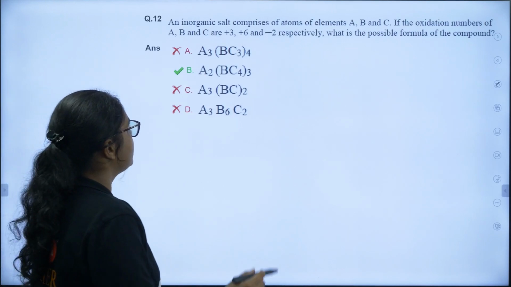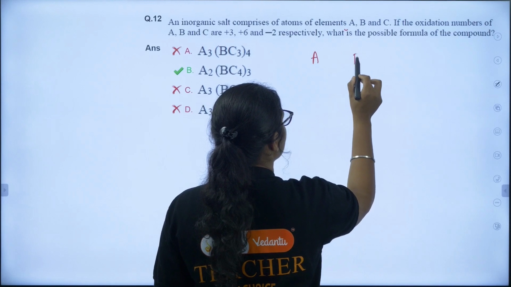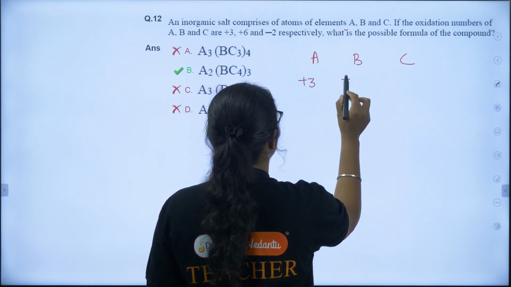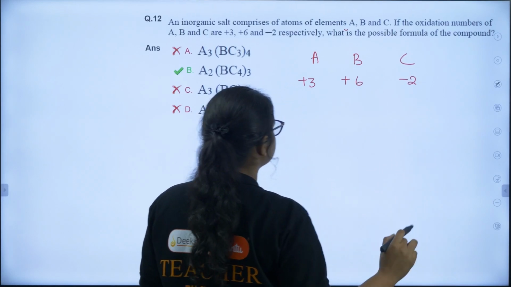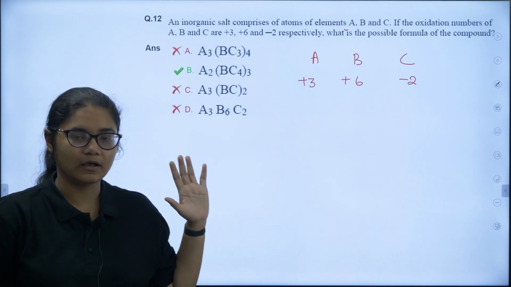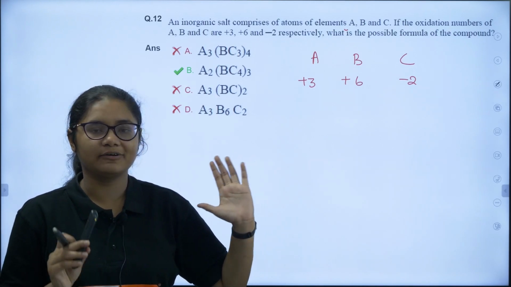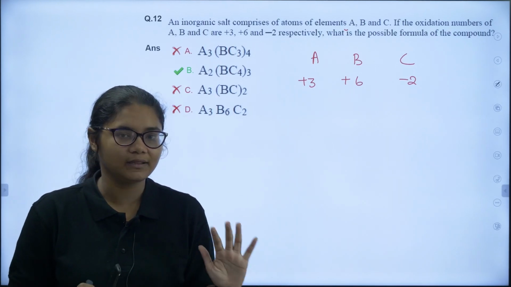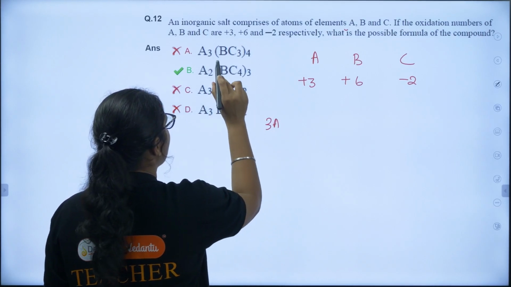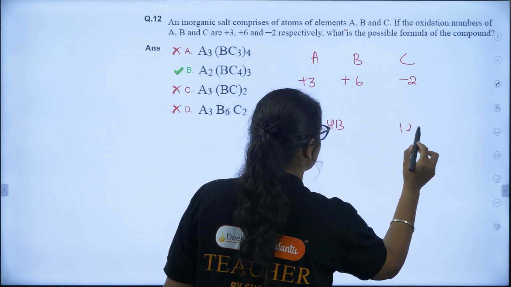Next question. An inorganic salt comprises of atoms of element A, B and C. If the oxidation number of A, B and C are +3, +6 and -2 respectively, then what is the possible formula of the compound? So see here, this one you can solve just by the hit and trial method. The total positive charge and the total negative charge should be equal. Now if I check for the first one, we have 3A, okay, and we have 4B, right, and we have 12C, right.